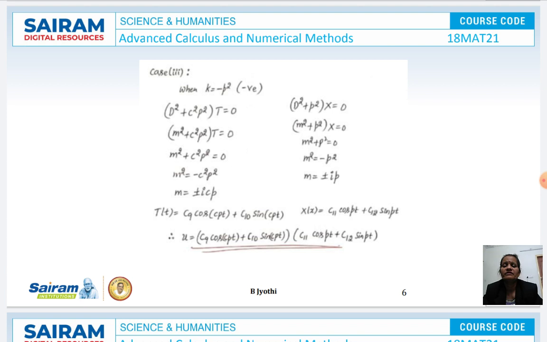Therefore, T of t will be equal to c9 cos cpt plus c10 sin cpt, whereas X of x will be c11 cos px plus c12 sin px. Combining the two solutions, we get u equal to (c9 cos cpt plus c10 sin cpt) into (c11 cos px plus c12 sin px). This is the third case, when we have k as negative.